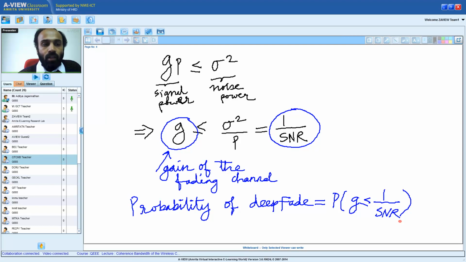What is the probability that G is less than or equal to 1 over SNR? How can I calculate this quantity? Can someone tell me how I can calculate this quantity? Probability G is less than or equal to 1 over SNR.